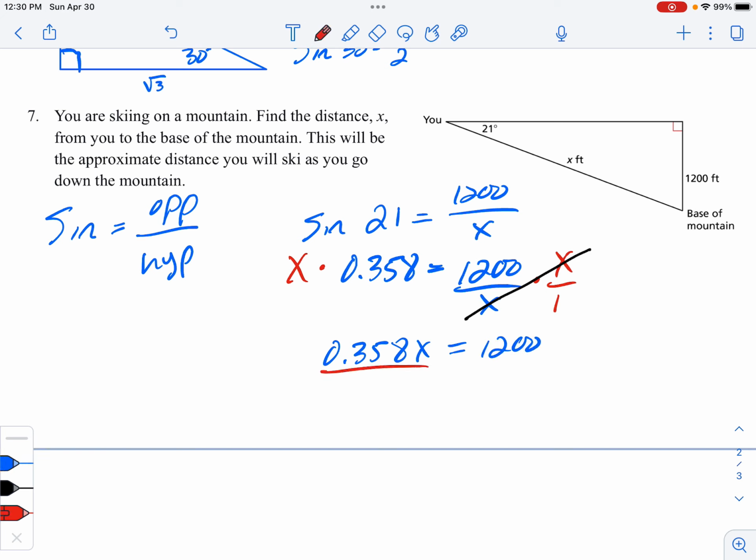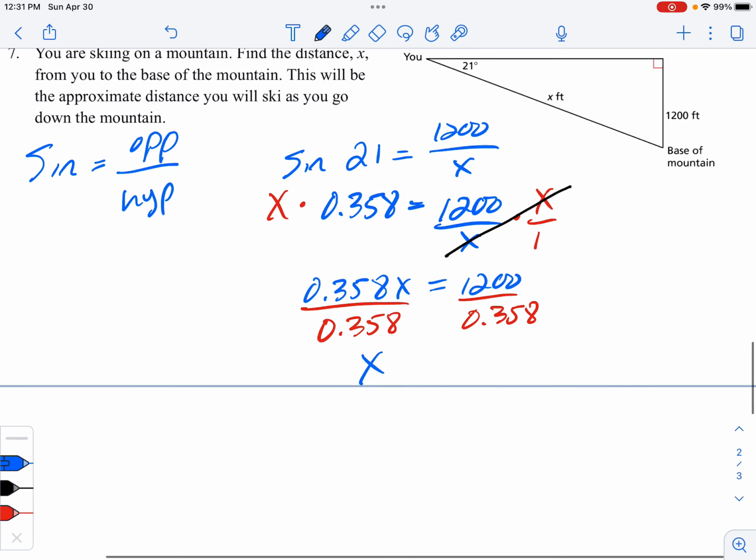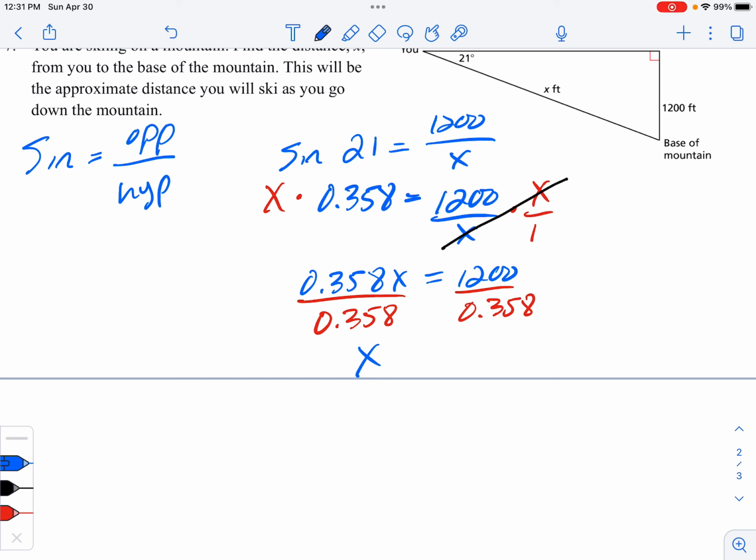Divide by this 0.358, and that'll give us our value of x. So x is equal to 1,200 divided by 0.358, which equals 3,351. We could take some decimals here if we wanted, but when we're at 3,351, a 0.9 isn't going to make that much of a difference here.